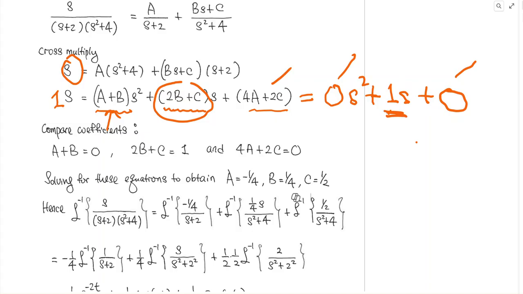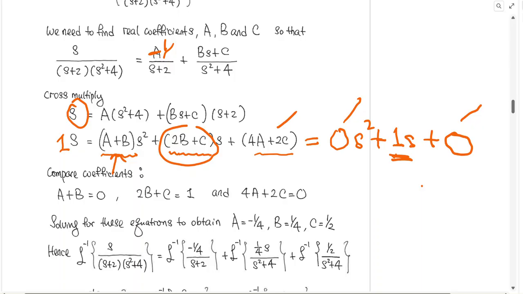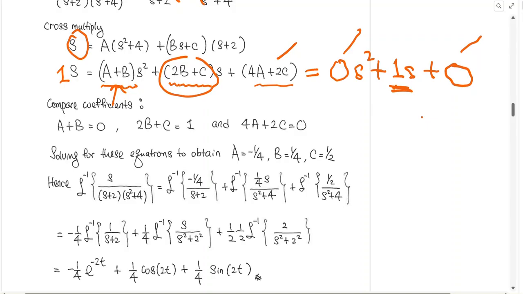So you put them back into here, right? You come and update this. This is negative 1 over 4 now. B is 1 over 4, right? C is 1 over 2. And then you can write them like this.